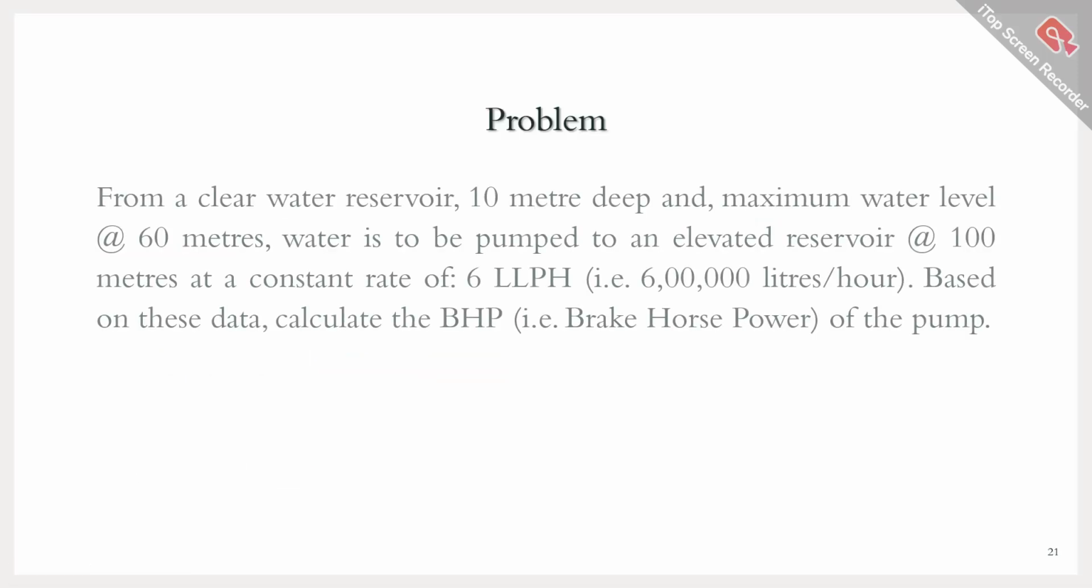Next there is a problem. From a clear water reservoir 10-meter deep and maximum water level at 60 meters, water is to be pumped to an elevated reservoir at 100 meters at a constant rate of 6 LLPH, that is 6 lakhs liters per hour. Based on this data, you have to calculate the bhp, which is nothing but the brake horsepower of the pump.